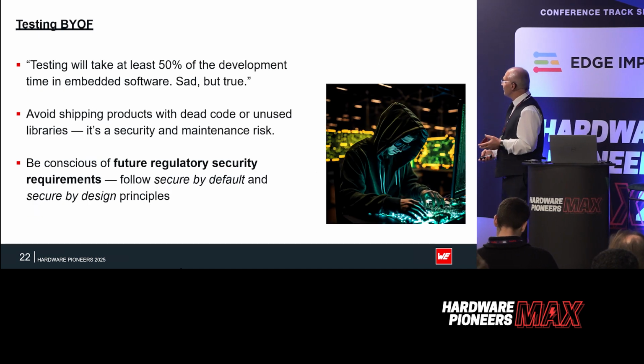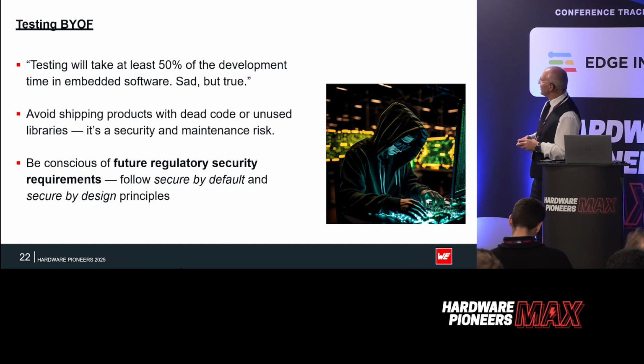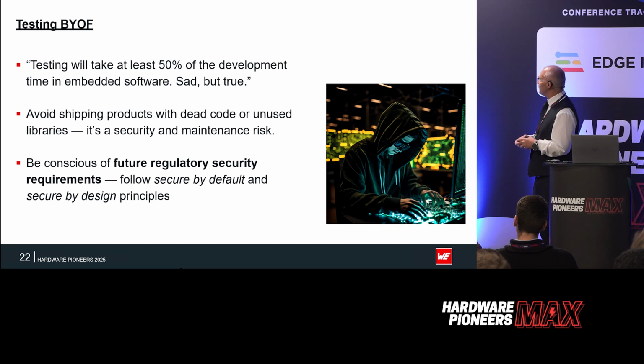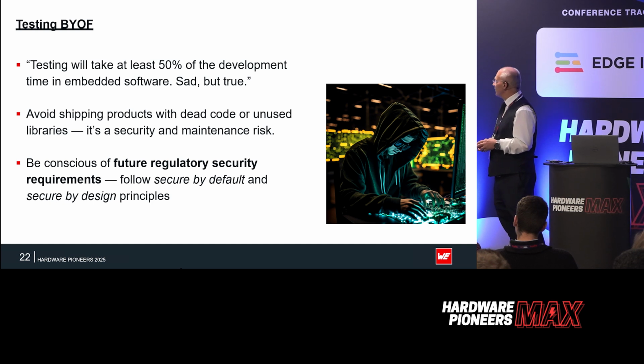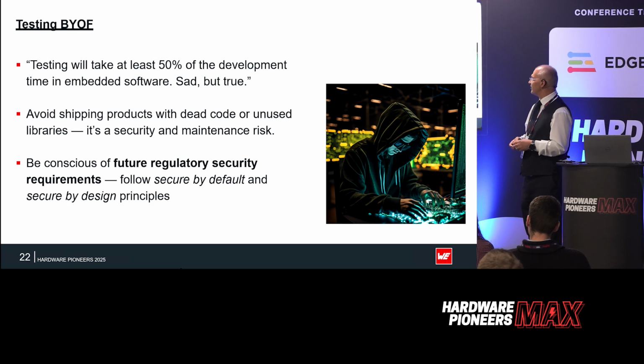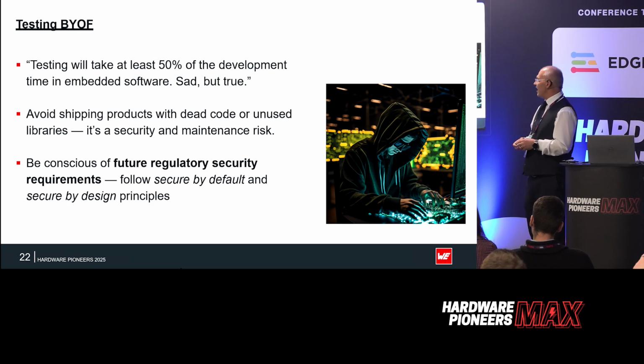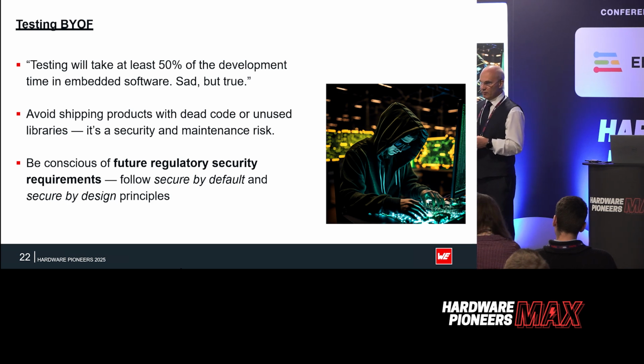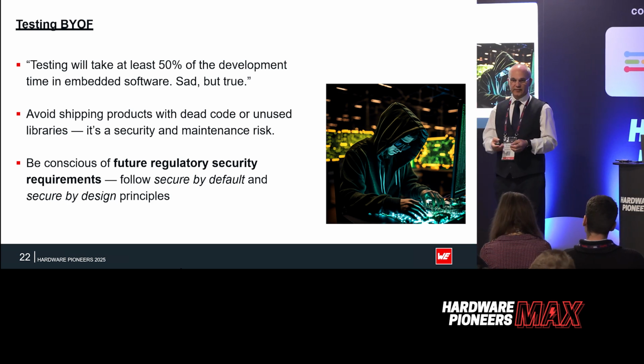So testing, like I said, you need to set aside 50% of your time for development and testing in embedded systems. It's sad but true, as you can see. We should remove any dead code, as I've mentioned before, and any libraries that we're not using. It presents a security risk and a maintenance risk. And we also need to keep conscious of anything that's coming downstream. So how do we update these devices in the long term?